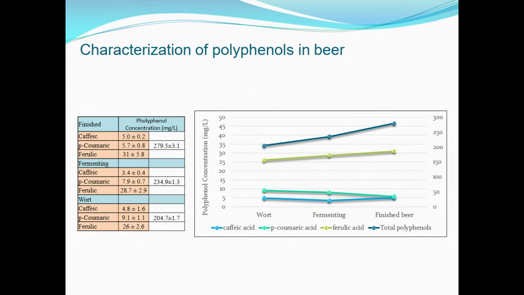But then when we look at the polyphenols individually, the caffeic acid pretty much stays the same. And then the paracoumaric, which is this lighter blue, actually tends to decrease, and then the ferulic increases. So I don't really know yet what that means, but these are all data that the students collected. These are averages of all the analysis that the different groups did.